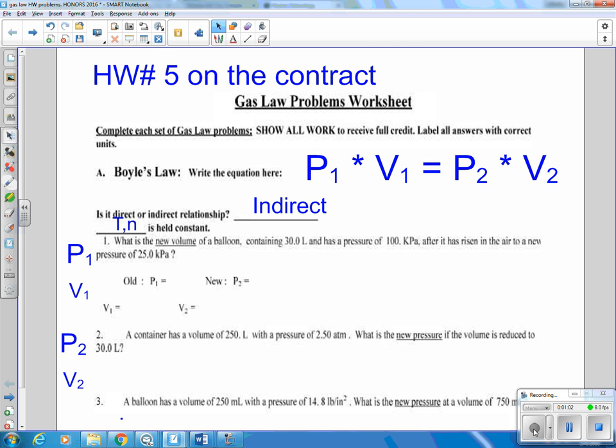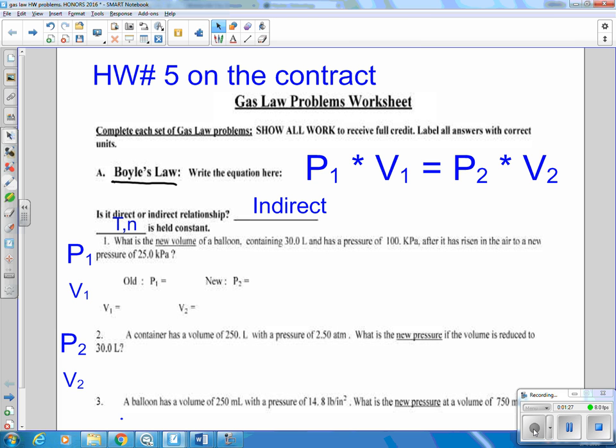Remember that this is Boyle's law. That's the name of it. You don't have to memorize a name to the equation. It is an opposite effect. It's affecting each other oppositely, or it's an inverse relationship. Okay, the temperature and moles are constant. So let's look at this first example.